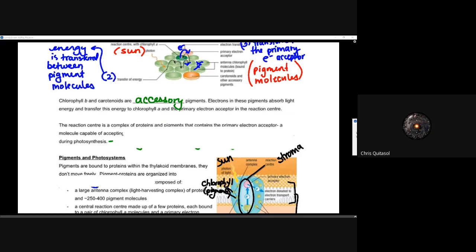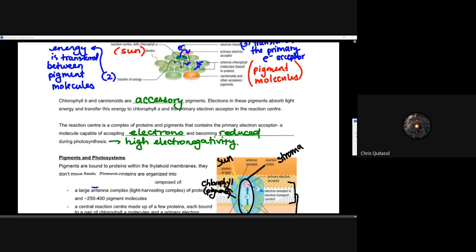So when you think about the function of all of the different pigments, chlorophyll A being the most important one, B, carotenoids, and then the other ones, which we talk about a bit later, are going to be those accessory pigments. So the reaction center is that complex of proteins as well as pigments that are going to have that primary electron acceptor of chlorophyll A. It's going to really strongly attract electrons, and it will always become reduced during photosynthesis, as a result of that high electronegativity, that high desire to receive those electrons, okay?